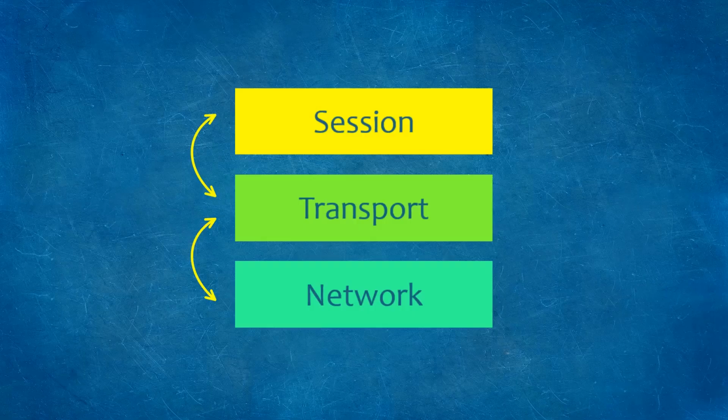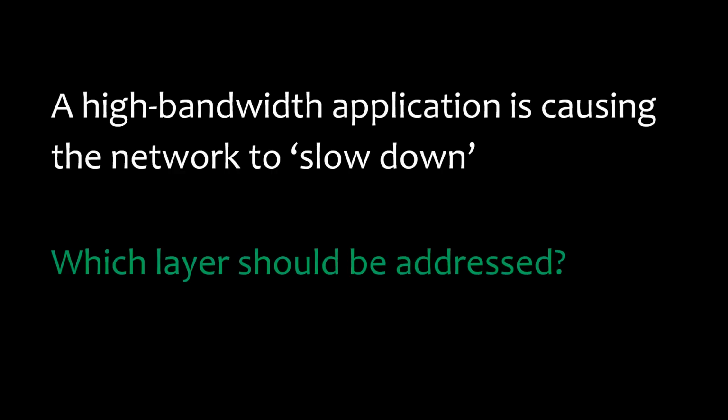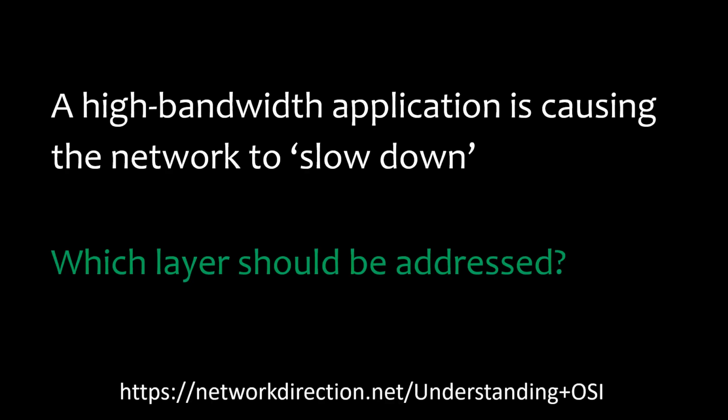Now, I'm going to pose you a scenario. You're working in the network team and users are complaining that a new high bandwidth application is causing the network to slow down. Which layer do you think needs to be addressed? Well, I'm going to leave that for you to think about. I'll put the answer on the website if you're curious.